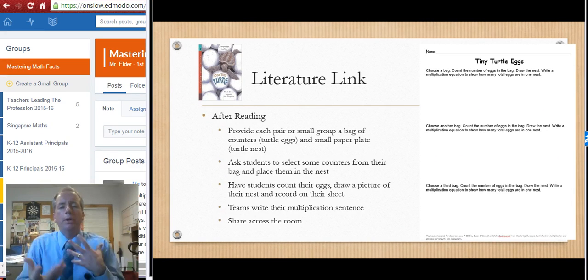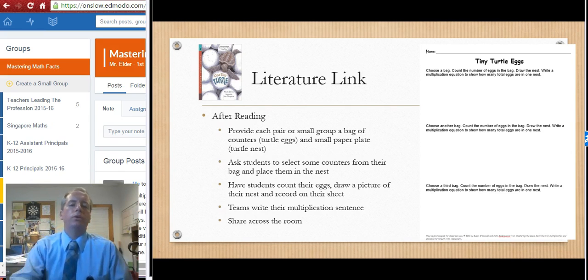So again, we're trying to build the connection back to the text so that we can keep reaching back to this when a student is struggling, but we're also just giving them a little bit of repeated practice here.